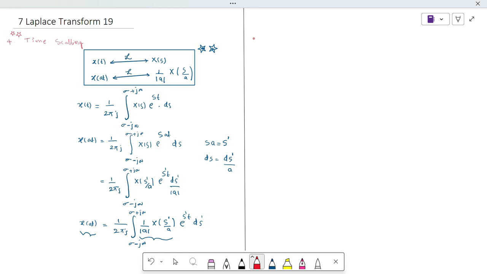Okay. Next one, convolution. It is also very, very important. Convolution property. So convolution in time domain is equal to multiplication in the s domain. So x of s into y of s.